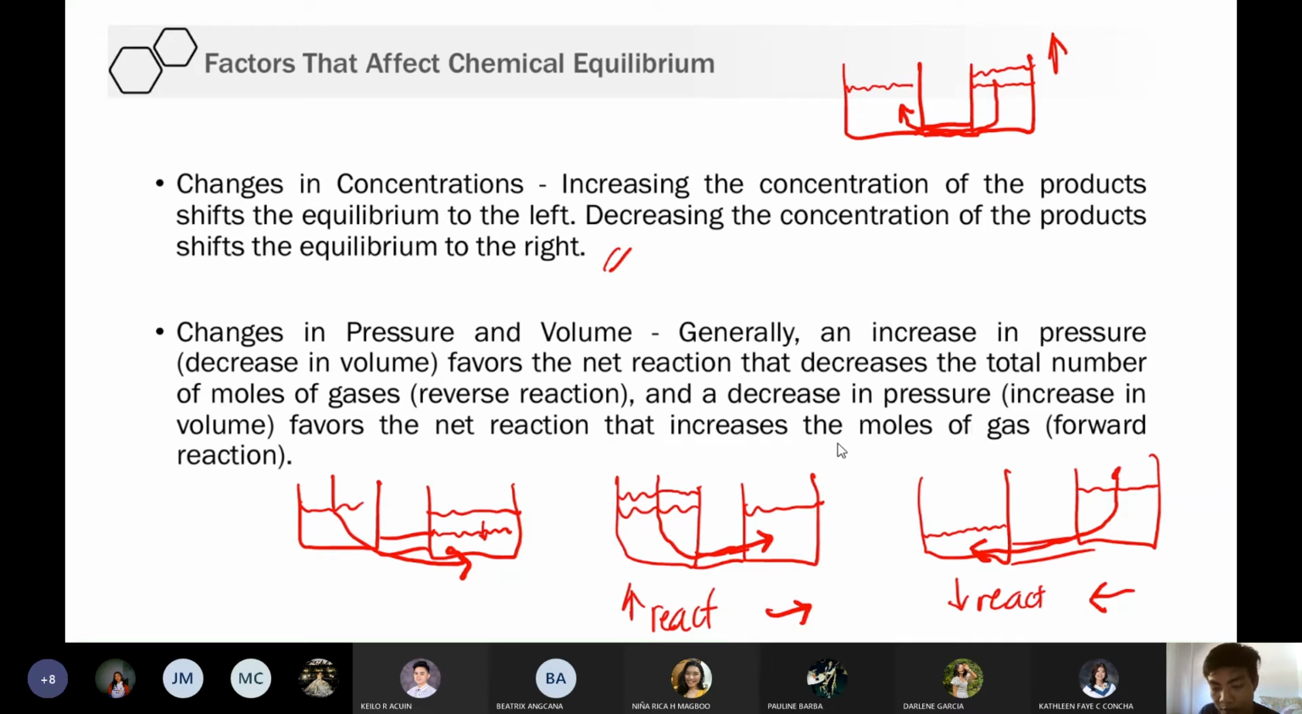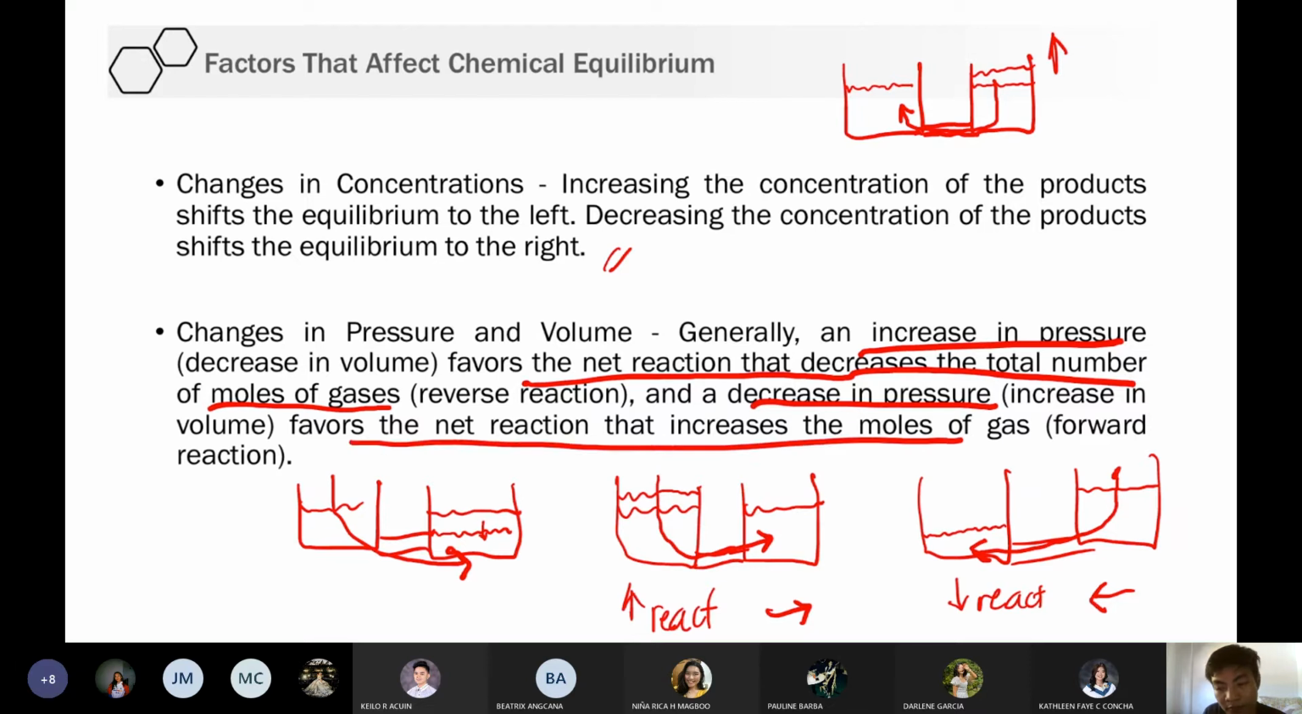Second one is the changes in pressure and volume. According to this sentence here, if we increase the pressure, then it favors the reaction that decreases the total moles of gases. So if we increase the pressure of our system, then it will favor the side of the reaction with the lowest number of moles of gases. If we decrease the pressure, it will favor the side of the reaction that has the greater moles of gas. Later on we will have some examples.